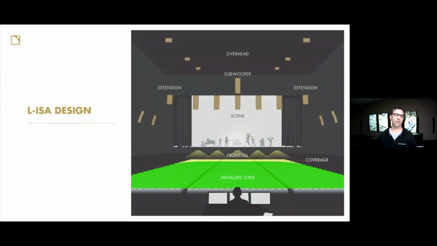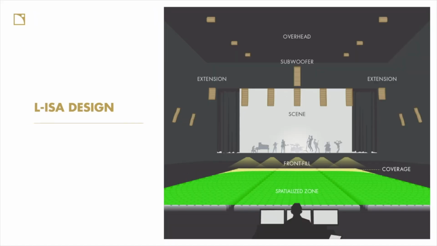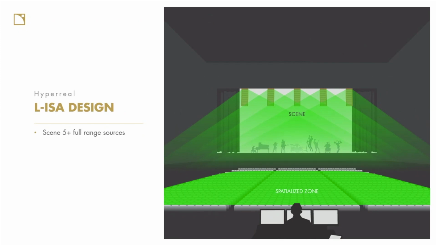So an L-ISA design, what is it? What do you need? What don't you need? Well, it can be a very complex system, but they all start with the same thing, a very simple L-ISA Hyperreal sound design of 5 or more full range sources representing the scene. So the scene is that space that has the action. Think of it as the stage at a concert. And that scene starts with 5 or more full range sources. Where those sources overlap, so what we want to do is figure out where most or all of those sources overlap. That's what we call the spatialized zone. And our goal now is to get as many people to hear all 5 of those speakers as humanly possible.